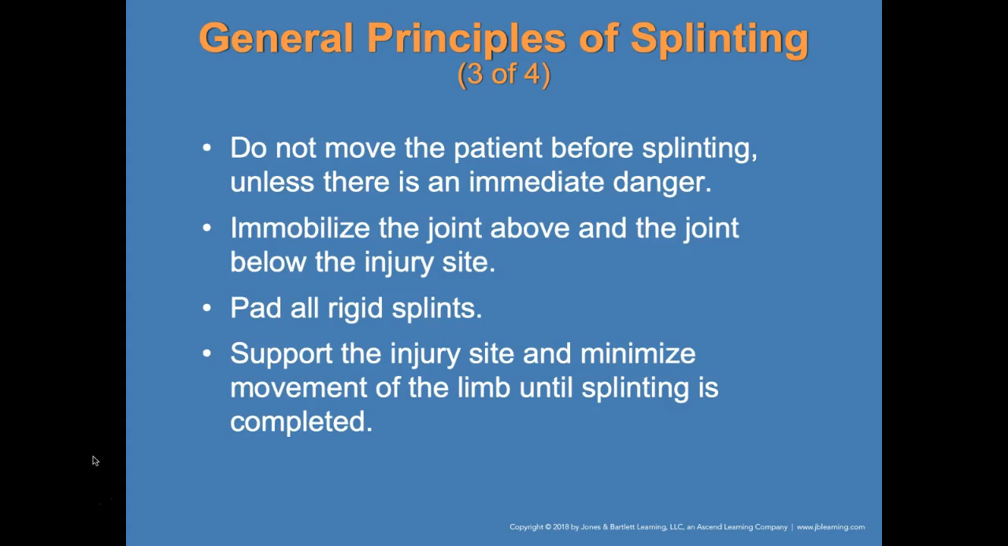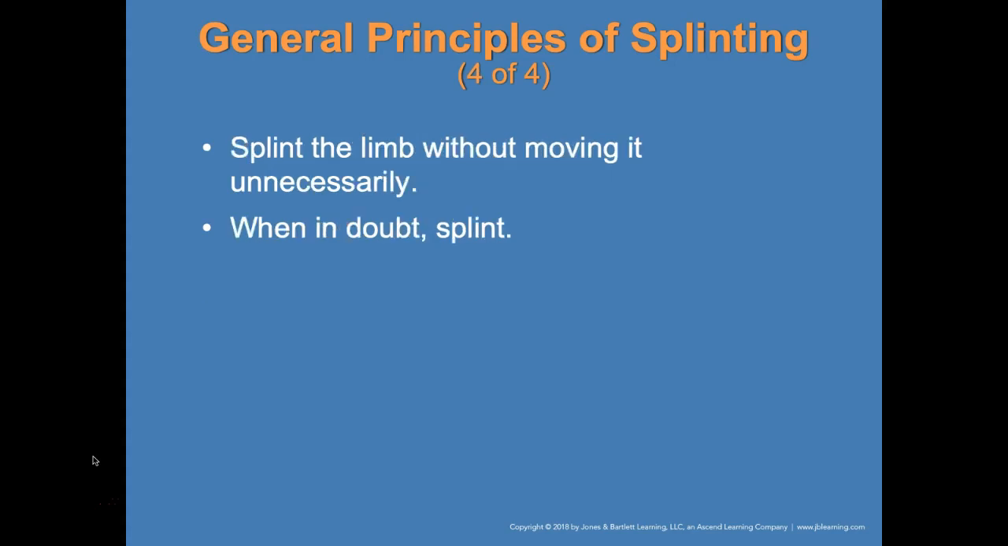If we use a rigid splint, we want to make sure to pad it so that there's no voids and it's in the most comfortable position for the patient. And we want to support the injury site and minimize any movement of the limb until the splinting is completed. We want to splint it without moving it unnecessarily, and when in doubt, go ahead and splint it. We can always remove them.